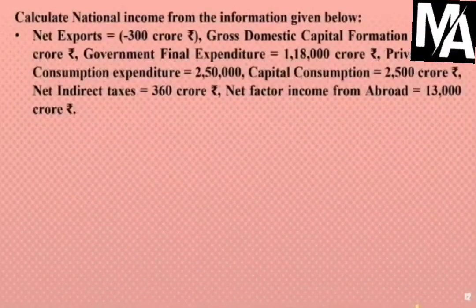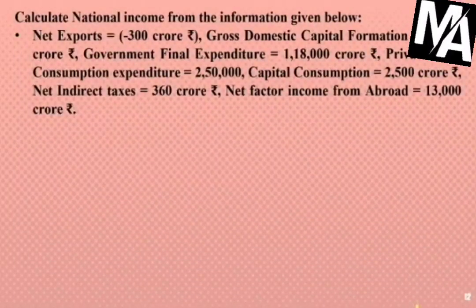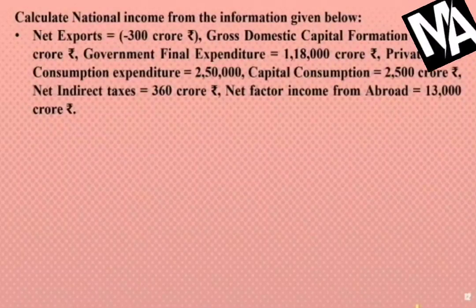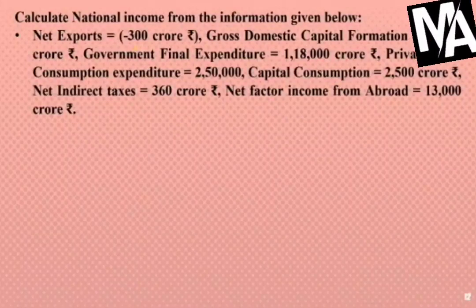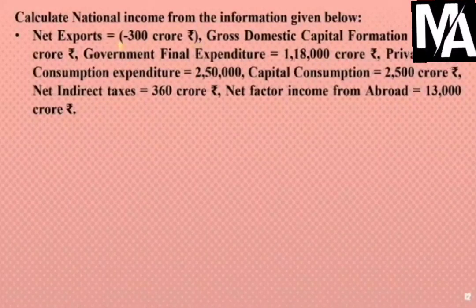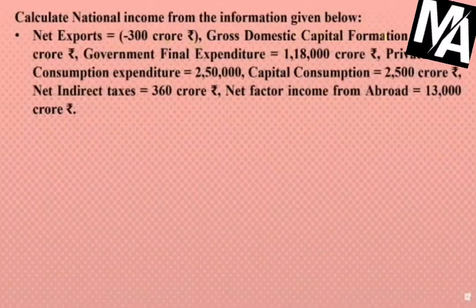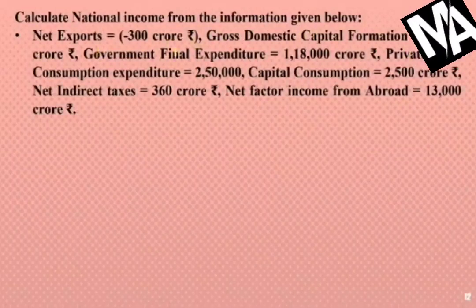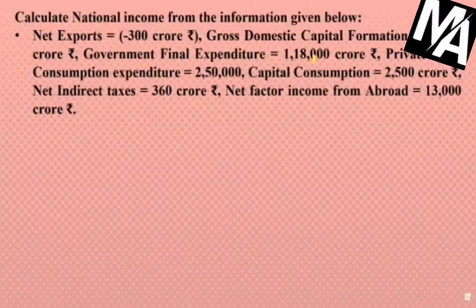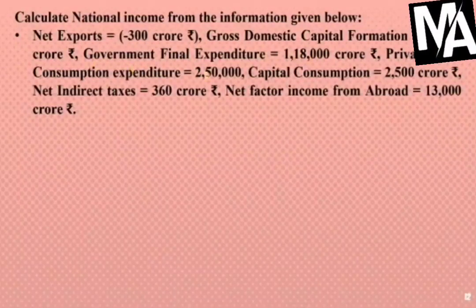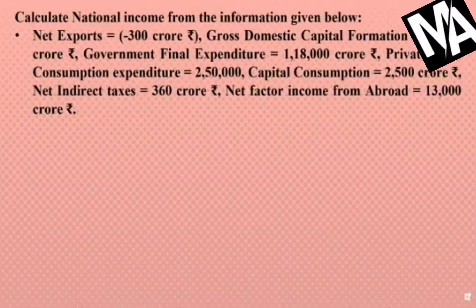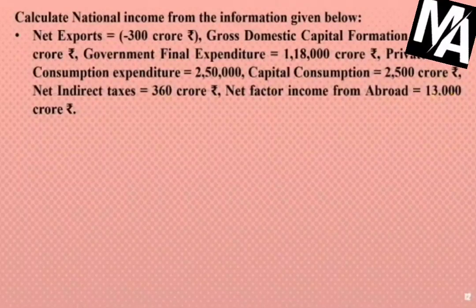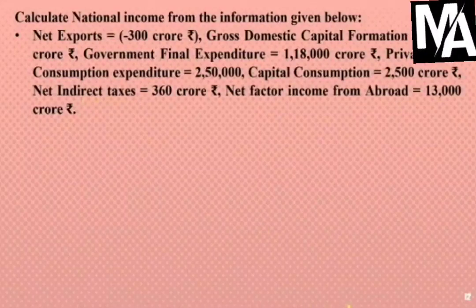We will move to one more problem where you will get a very clear idea of how to solve. If you can solve it faster than me, I will be really happy. So the problem is there on your screen. Net exports at minus 300 crore rupees. Gross domestic capital formation at 20,000 crore rupees. Government final expenditure at 1,18,000 crore rupees. Private final consumption expenditure at 2,50,000 crore rupees. Capital consumption at 2,500 crore rupees, net indirect taxes at 360 crore rupees, and net factor income from abroad at 13,000 crore rupees. Do not worry about the information.